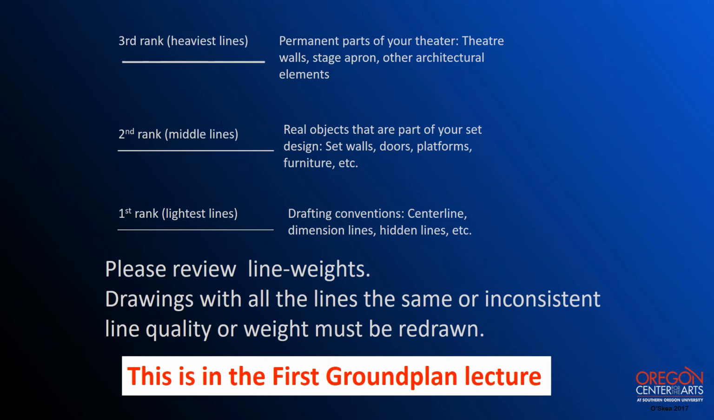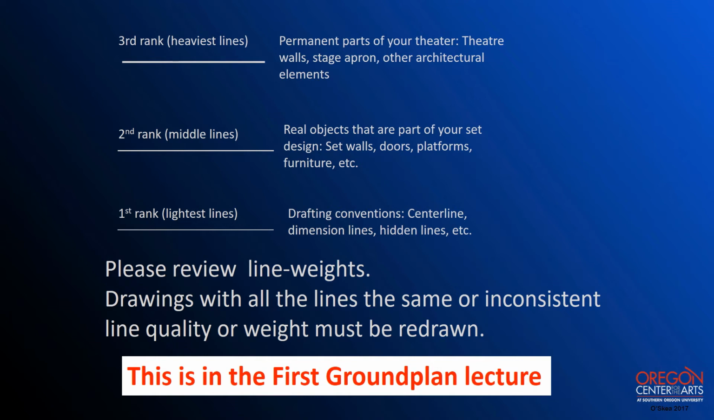The second rank lines are the ones that you're going to want to be using the most of, so make that the pencil lead that you really are comfortable with. You want a nice, clear, sharp black line, and that's going to be all the real things on your set. So walls, doors, platforms, furniture, lettering probably in this rank, all that kind of stuff is going to be in that pencil that you're using the most. And maybe that's your 2H or maybe your 4H if you press really hard, that kind of thing.